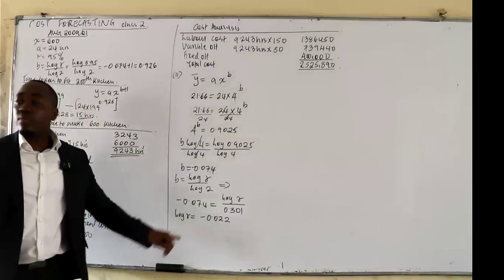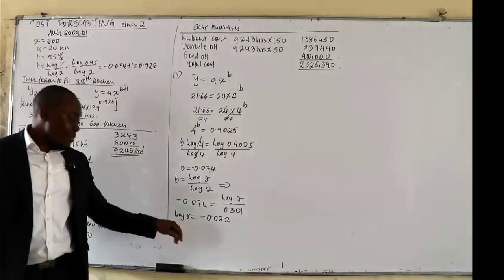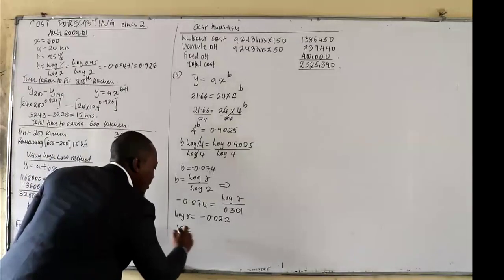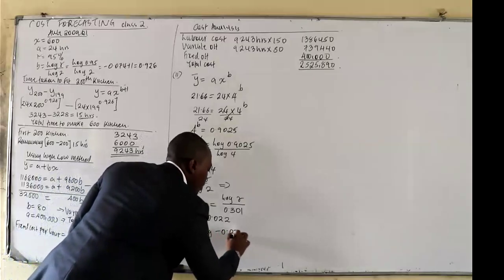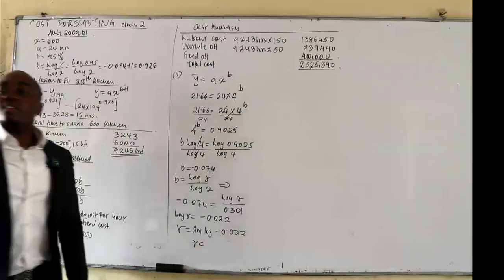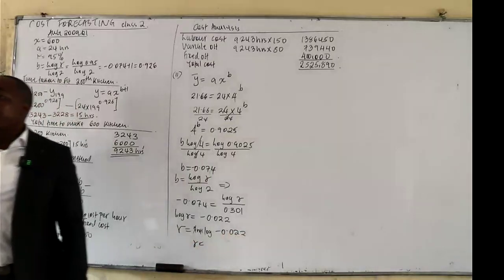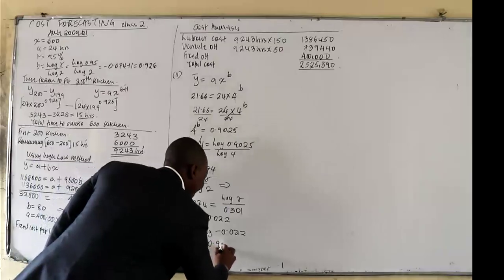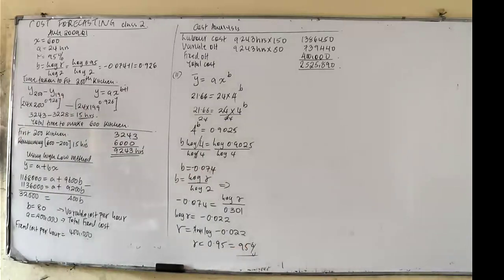What we need is r, the rate of 95%. How can we get this r? To eliminate this log, you compute the anti-log. So to get r, to eliminate log, you get the anti-log of negative 0.022. To get anti-log is shift log of your answer. What do you get? 0.95, which is 95%. Yes, and you get 2 marks.